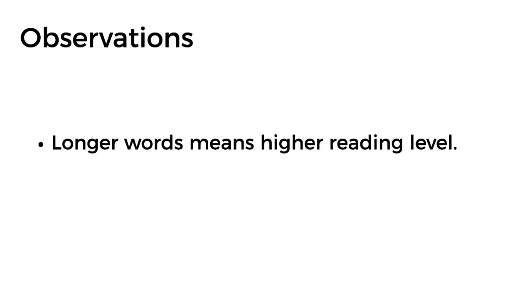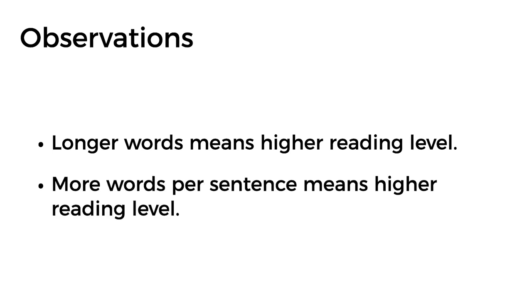But what does it really mean for a text to be appropriate for a 3rd grade reading level or a 5th grade reading level? Well, taking a look at these examples, we might make a couple of observations. We might observe that first, longer words tend to mean that a text is more appropriate for a higher reading level. We might also observe that if there are more words in a sentence, in other words, longer sentences, that too generally tends to correlate with a higher reading level.